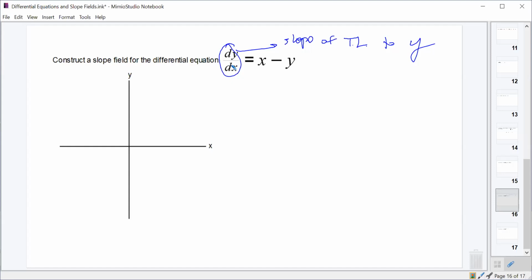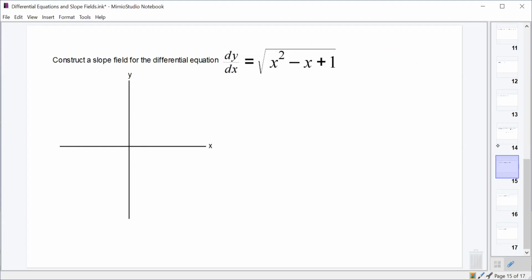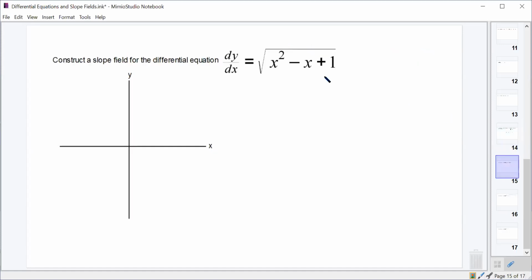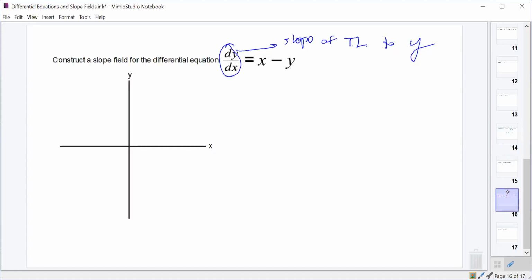So we're plugging in different points. We did all the x values at 0 and all the x values of 1 and all the x values of 2 when we were doing these other ones that only had x in them, cosine x and root x squared minus x plus 1. But now, since we have an x and a y, we're going to have to take into account both x points and y points. And generally, when you do this on the AP test, they give you this grid of points.